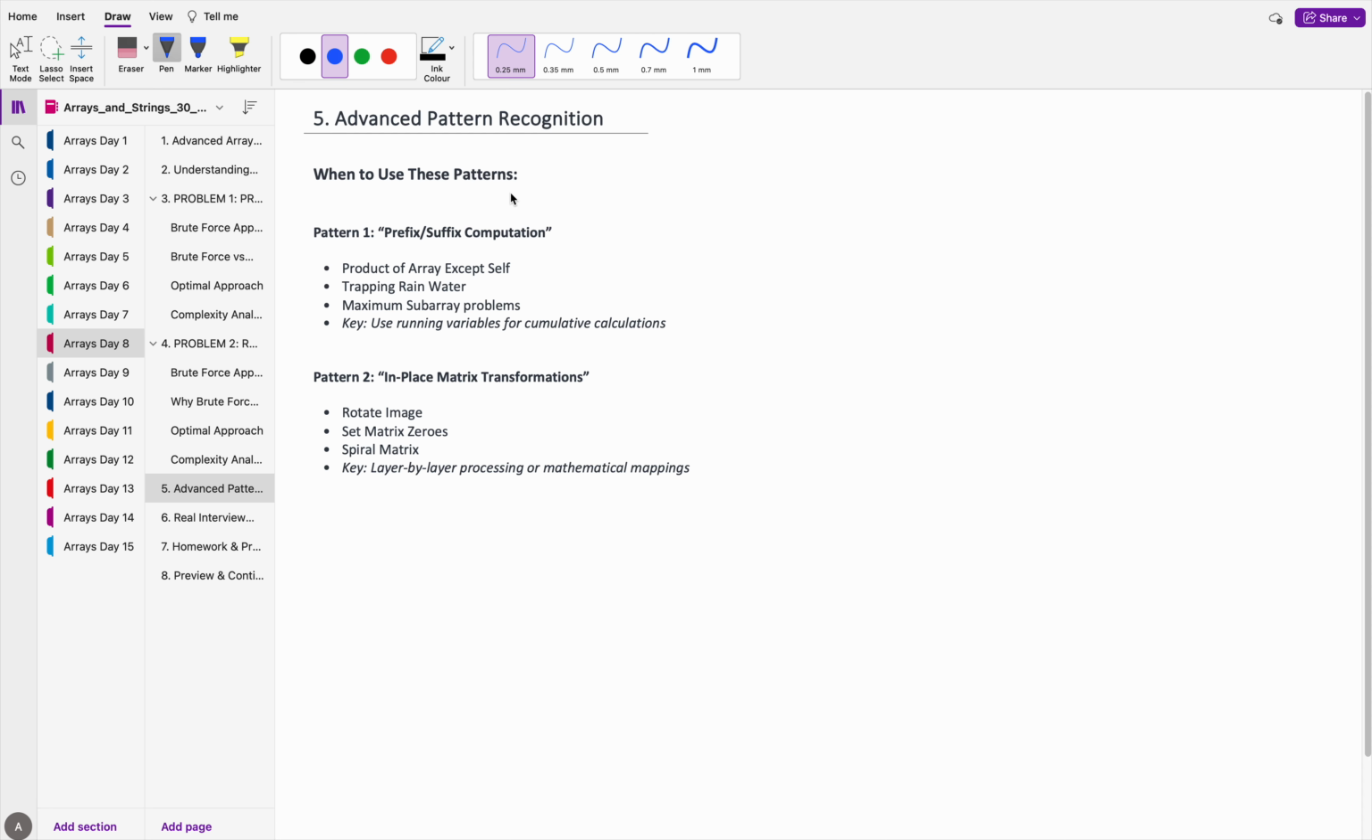Prefix and suffix, we have talked about the computations and then in-place matrix transformations. So for prefix suffix, the identifiers are more like product of array except self, the question we have solved. Trapping rainwater also we did this. Some pre-calculation was there. And then maximum subarray problem is there. Then use running variables for cumulative calculations. That is the key of thinking about these things.